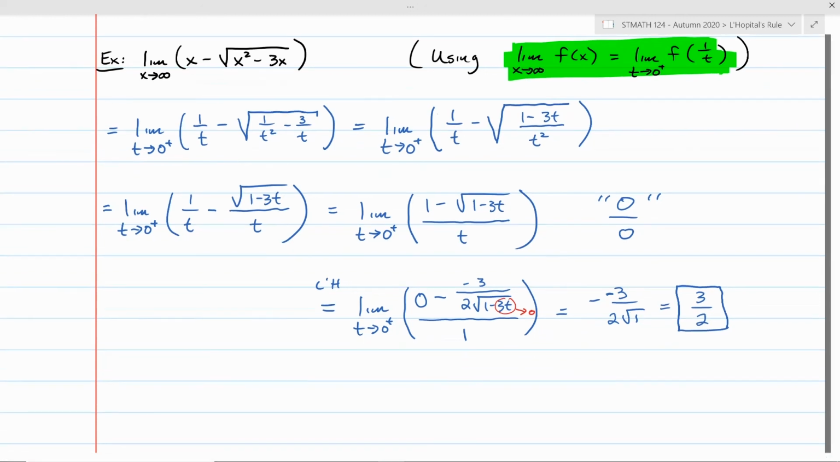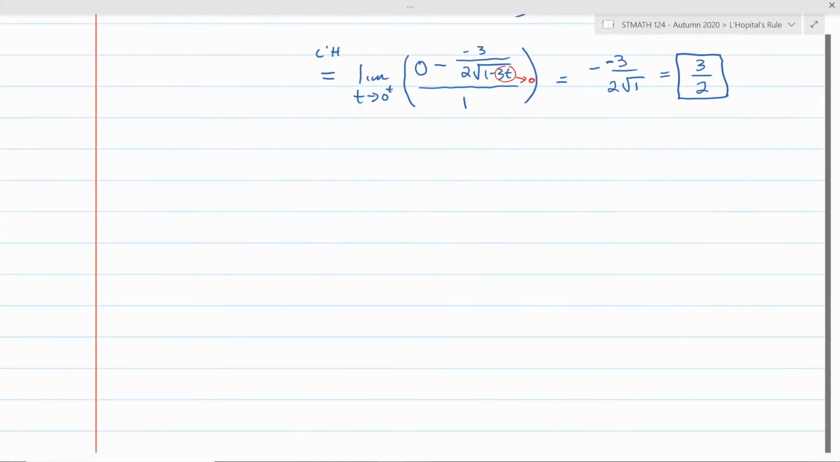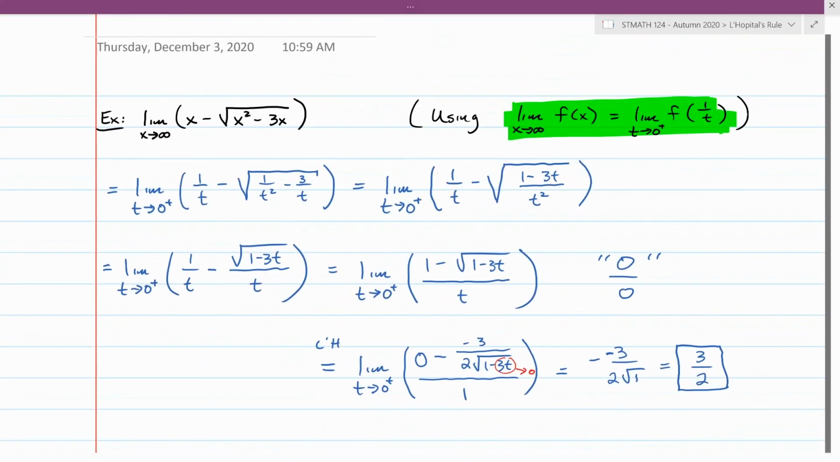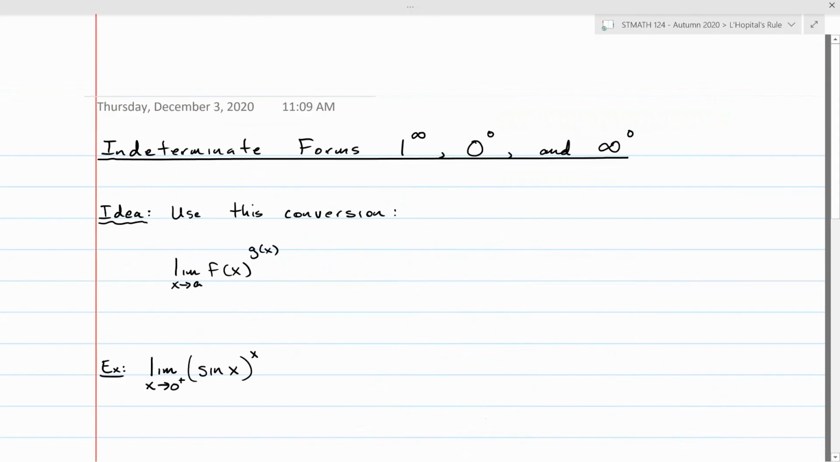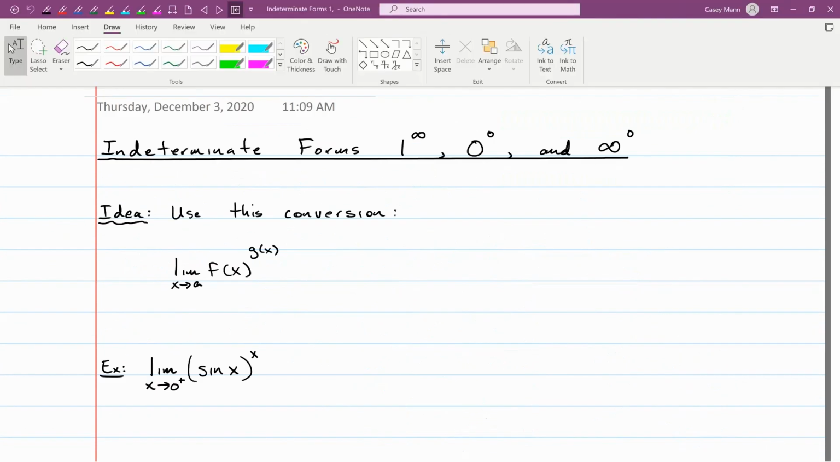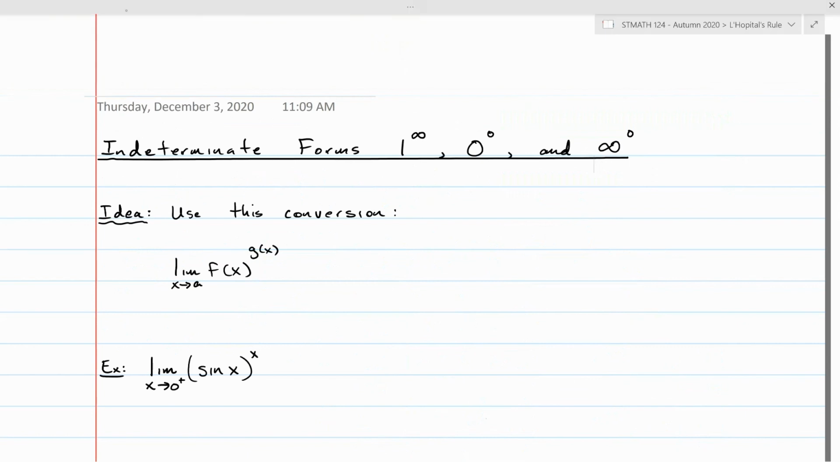So I think this is a trick that you won't use that often, but it's nice when it does work. Okay, so there you go, there's that. Okay, so now we've got a few more indeterminate forms to look at.